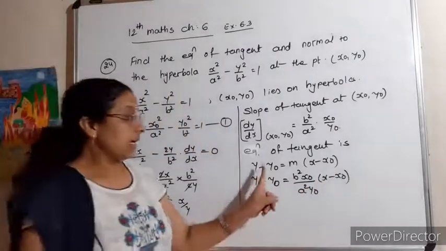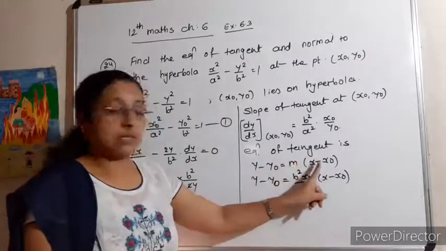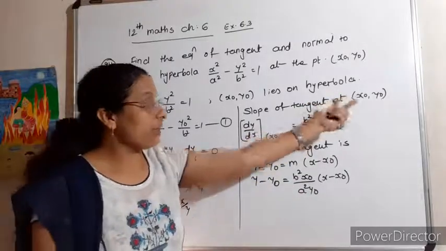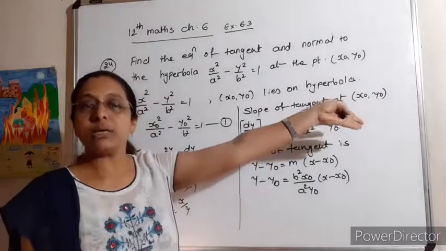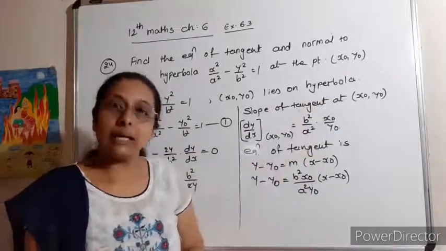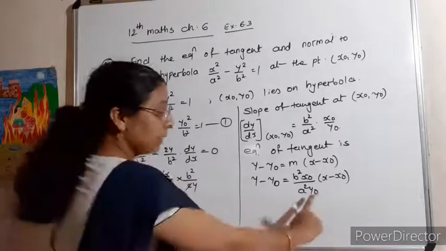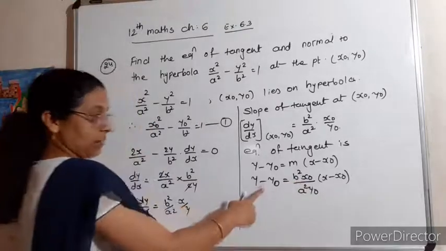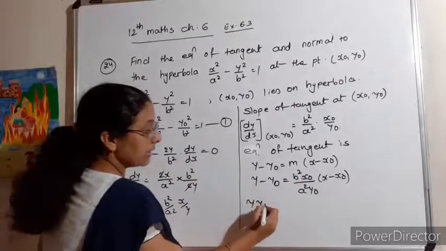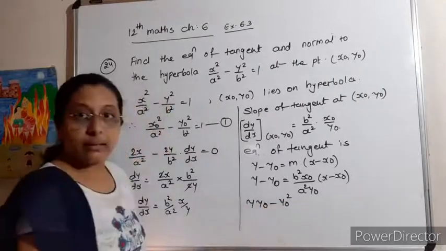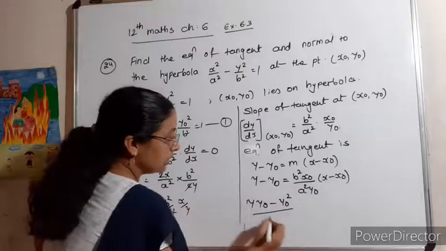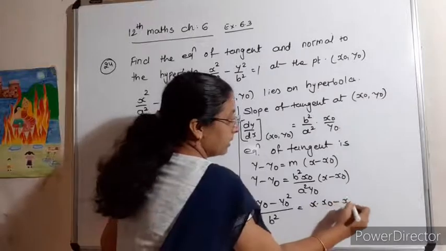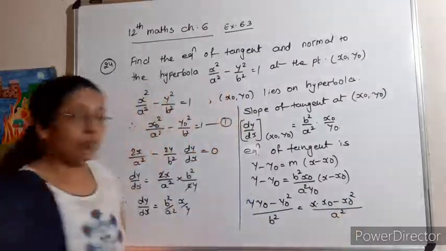We will always write here y minus y1 is equal to m times x minus x1. Then the given point x1, y1 is what we write here. But here the point x0, y0 is given, so I directly wrote it in place of x1, y1. You understand that? Okay. Now I leave a square here and bring this y0 to this side, then we will get y0 minus y0 square upon b square is equal to x0, multiply inside, minus x0 square upon a square. Why I have done this?